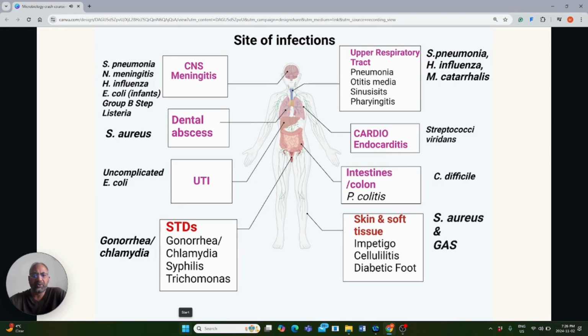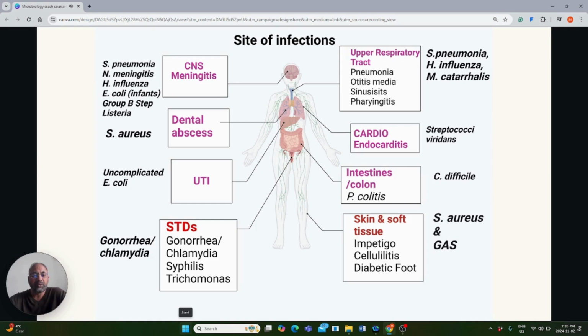And skin and soft tissue infections, again, just as I said, are most commonly caused by Staph aureus, and also sometimes group A Streptococci, which is also called the GAS. And the lesions that are caused are impetigo, cellulitis, and diabetic foot.